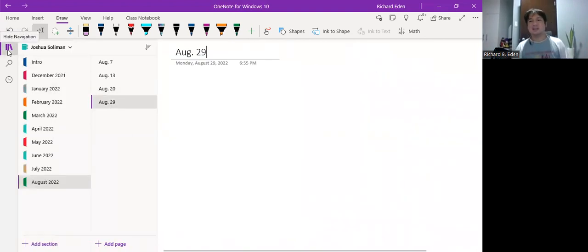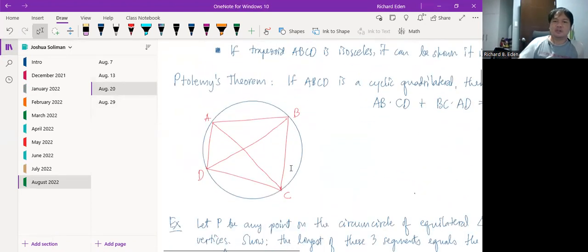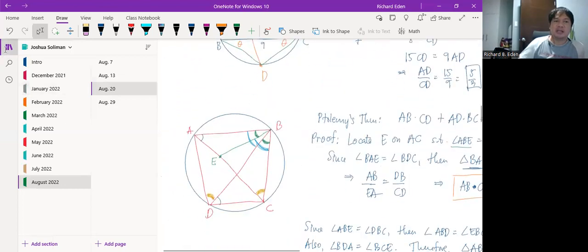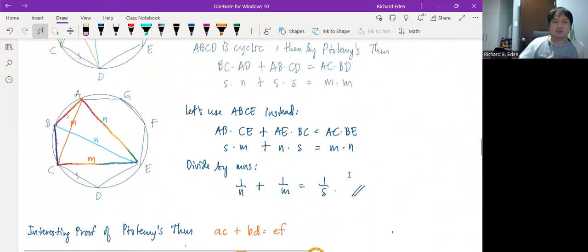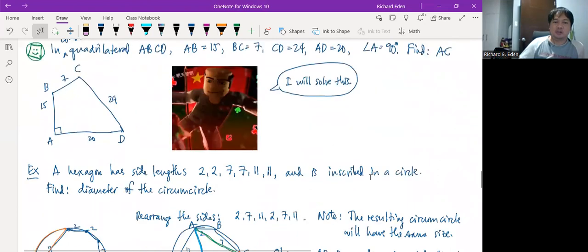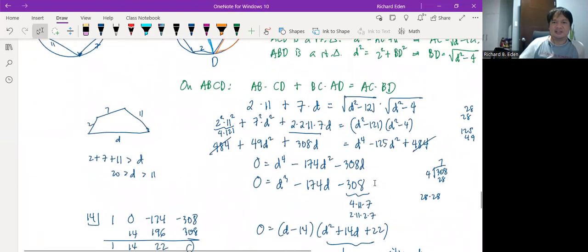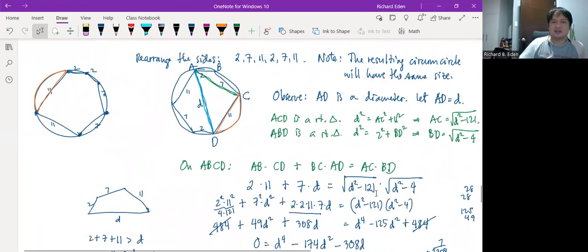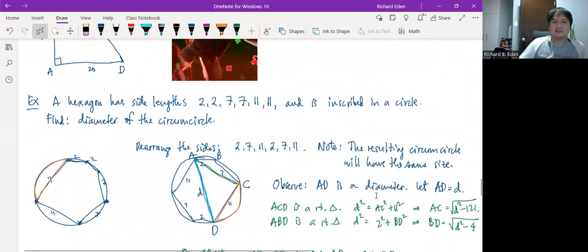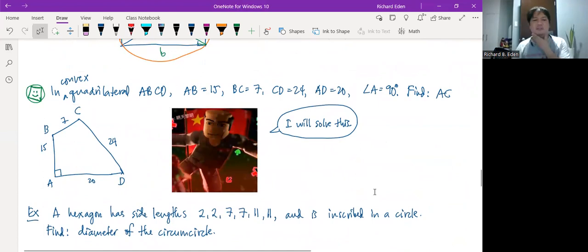Okay, but this is rather interesting. Okay, last time we were talking about cyclic quadrilaterals. So we in particular talked about Ptolemy's theorem. Ptolemy's theorem is this nice result regarding... actually meron pa nga akong mga examples yata sa Ptolemy's theorem.